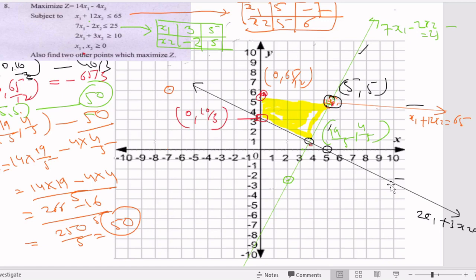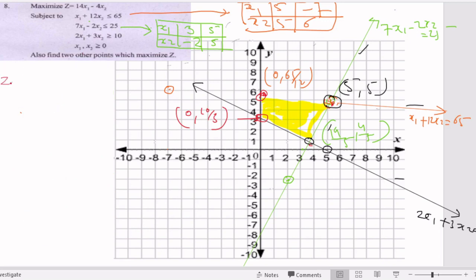So we have the maximum solution at 2 different points. Which points? 5 comma 5, and 19 by 5 and 4 by 5. So we can write z as maximum, solution 50, at which points? 5 comma 5 and 19 by 5 comma 4 by 5.